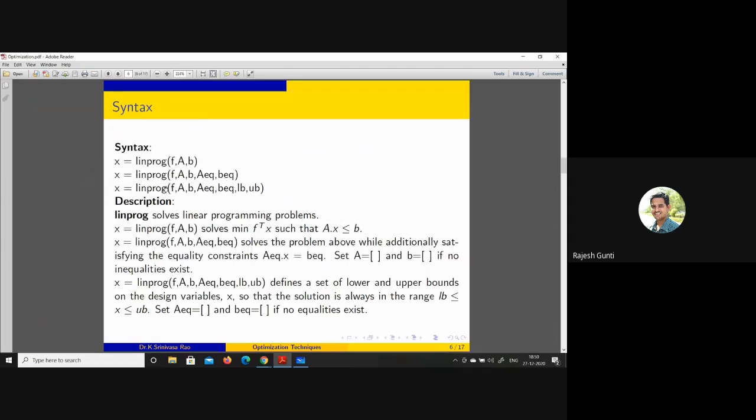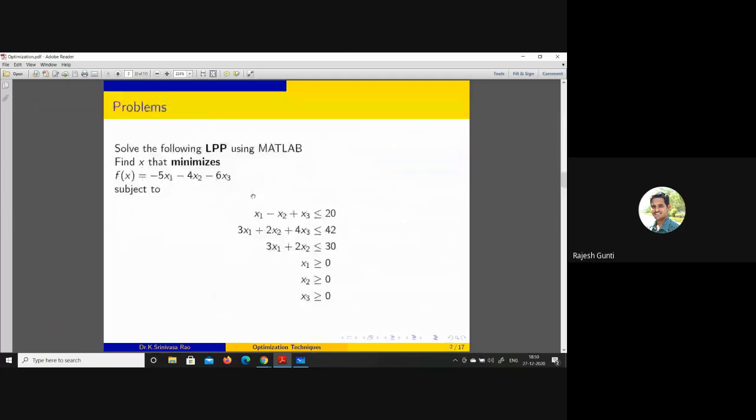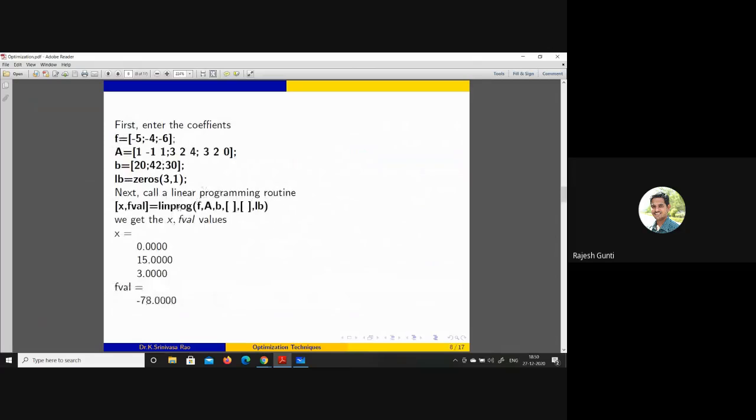This solver is being used. Why? Because lower bounds are there. A equalities are not there, B equalities are not there, upper bounds are not there. So we have taken this solver, linprog: x, f value is equal to linprog f. This is the value.